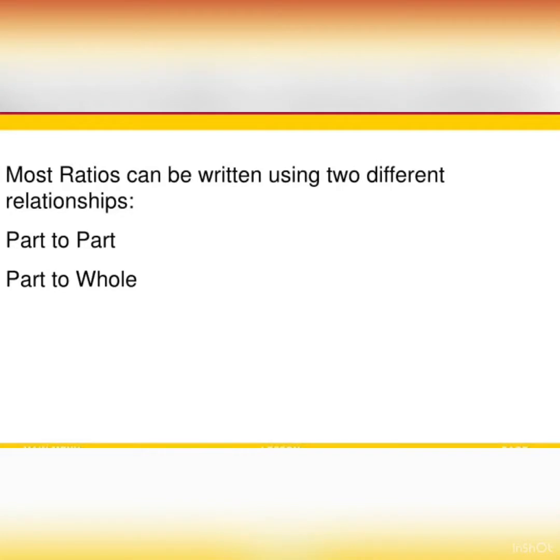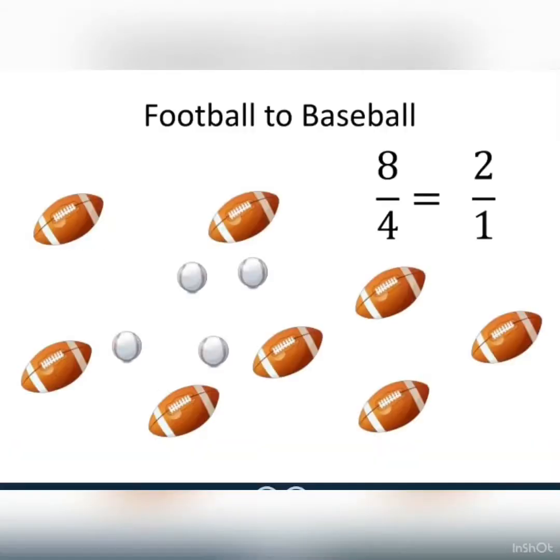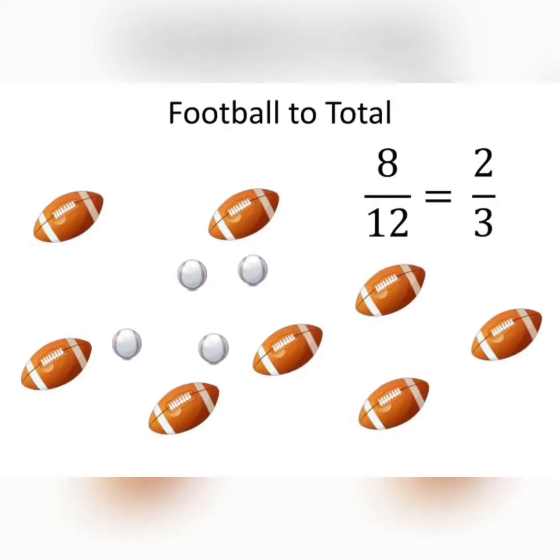Dear students, ratio can be written using two different relationships, that is part to part and part to whole. Here, the ratio of football to baseball is an example of part to part. And if we write football to total, it means we are writing the ratio as part to whole.